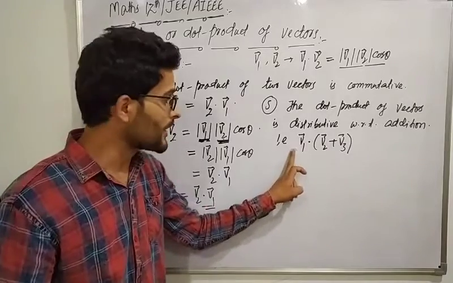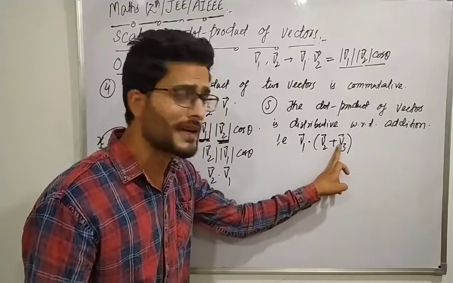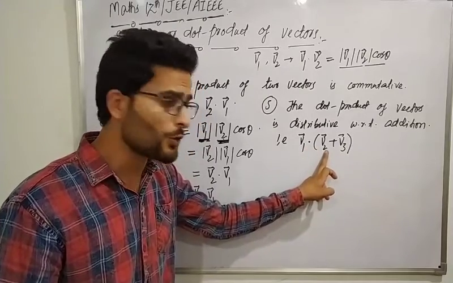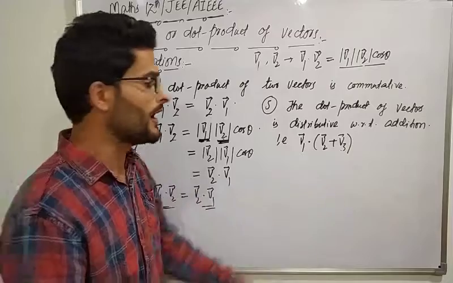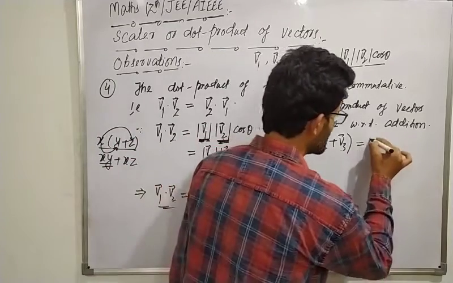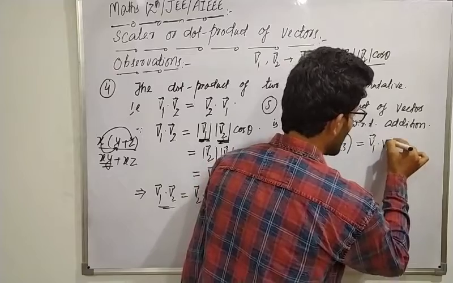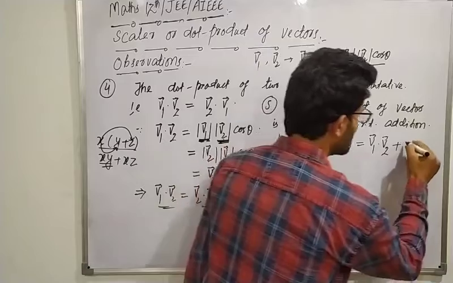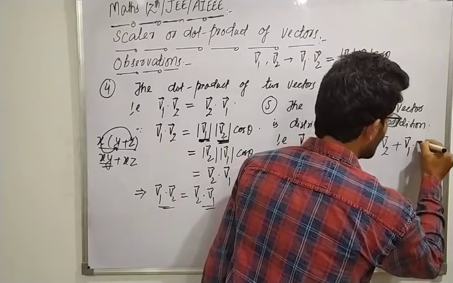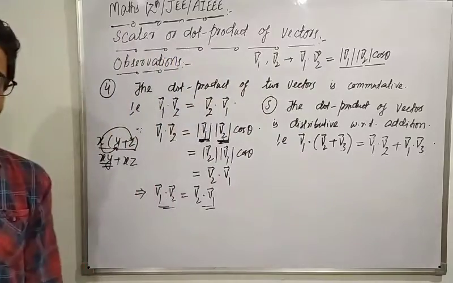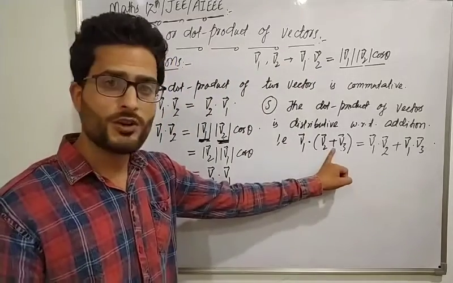That is, अगर हमारे पास होगा v1 dot (v2 plus v3), तो ये v1 dot v2 के साथ भी डिस्ट्रीब्यूट होगा, v3 के साथ भी डिस्ट्रीब्यूट होगा. तो रिजल्ट जो आएगा that must be equal to v1 dot v2 plus v1 dot v3. That is the distributive property under the operation of addition.